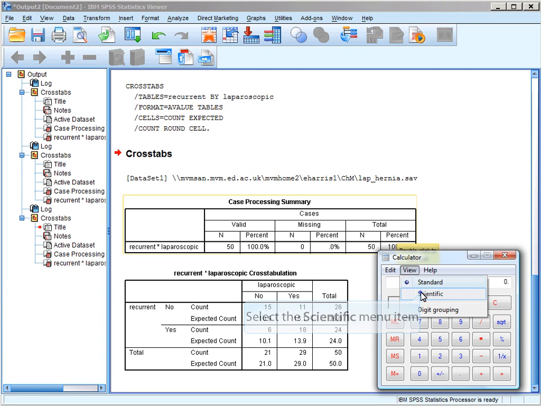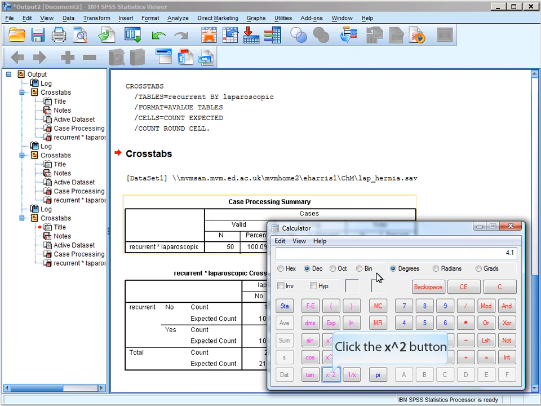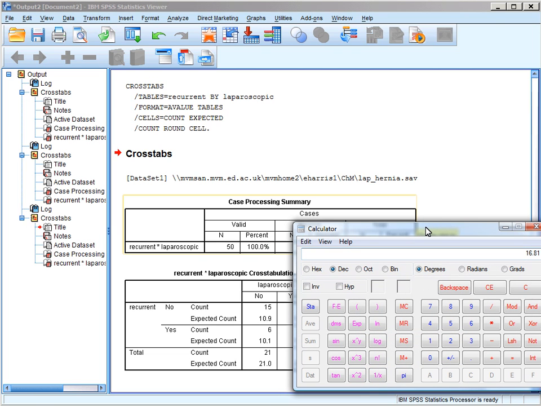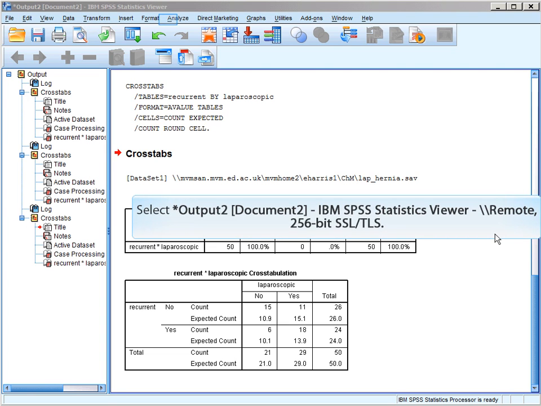So 4.1 squared, divided by the expected, which is 10.9. And that gives you 1.54. And you do that procedure for each of the cells. So you would do 11 minus 15.1 all squared divided by 15.1, plus 6 minus 10.1 all squared divided by 10.1, plus 18 minus 13.9 all squared divided by 13.9. And that total is your chi-squared number.